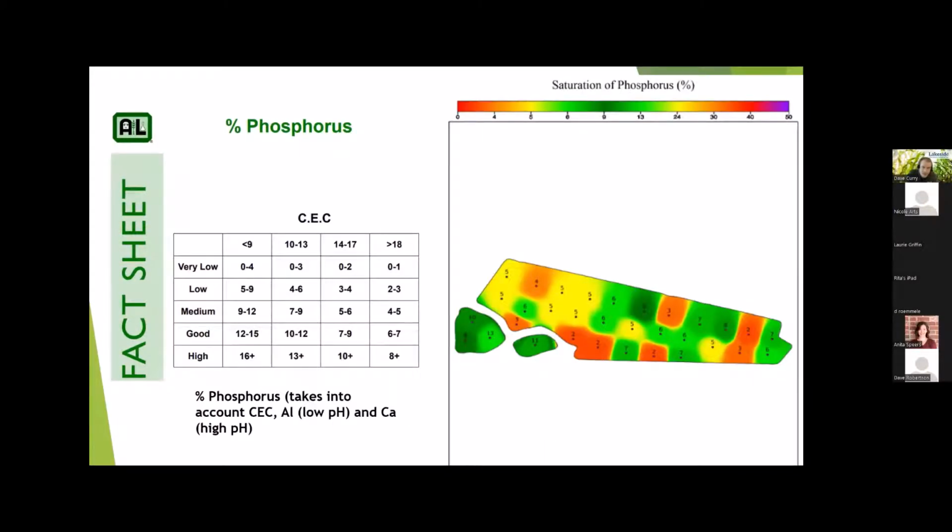And the other thing A&L will show us too is the percent phosphorus. It tells us what's actually available to the crop. And percent phosphorus will take into account the CEC, that cation exchange capacity or the soil type. So as you go higher in CEC, you generally have more clay content. And it also takes into account, at low pH, aluminum tie-up of phosphorus and, at high pH, calcium tie-up of phosphorus. So sometimes it's worth looking at when making that recommendation, because ppm isn't always the driving factor. It's what's going to be available to the crop.